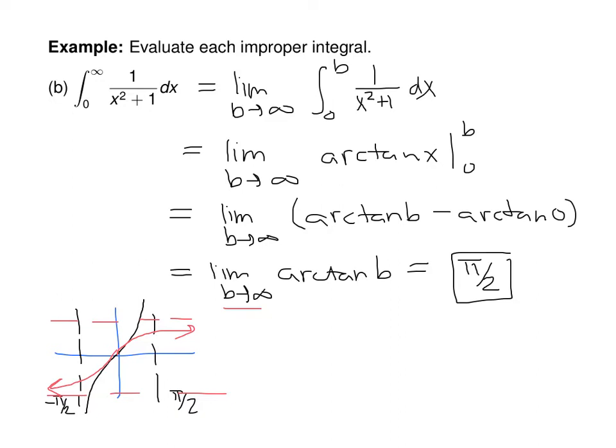Had I had a limit as b went to negative infinity, the value of arctan b would have been negative pi halves.